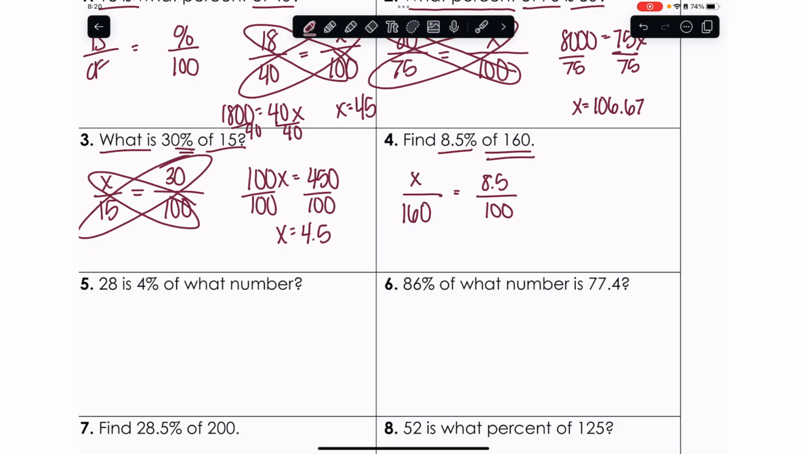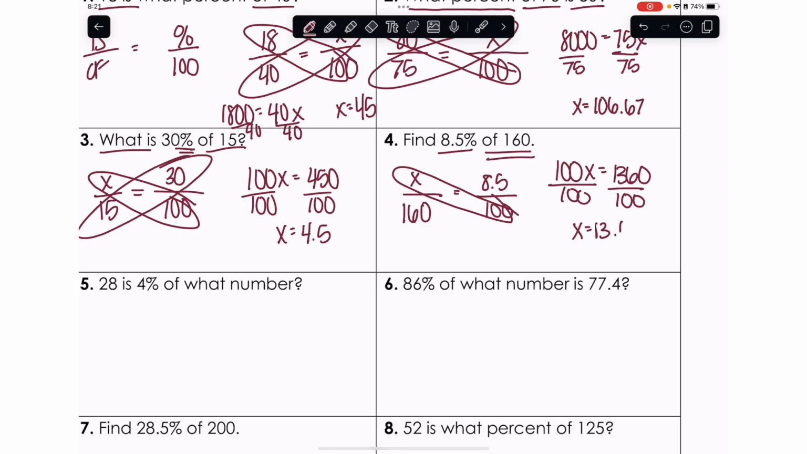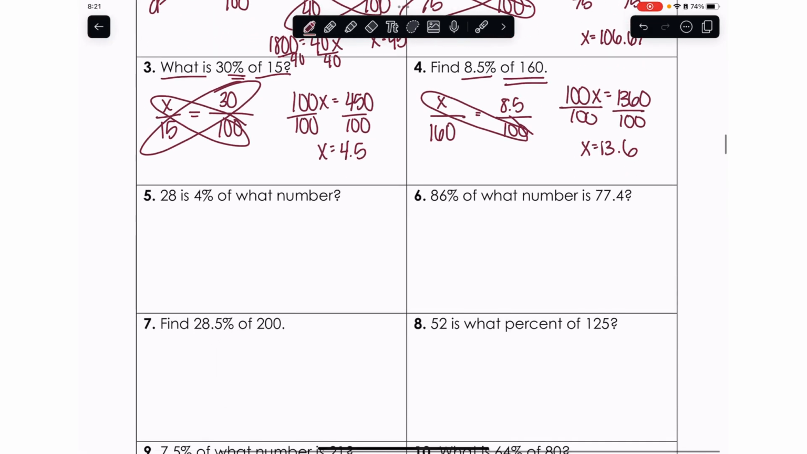So that 160 is going to go on the bottom. So the X is going to go on top. I don't even have the word is in the problem. That's what I'm trying to find. So then I can cross multiply. So we have 100 times X equals 8.5 times 160 is 1360. And then when I divide by 100, I get 13.6. Okay, I'll do a couple more and then you guys will finish working through these.